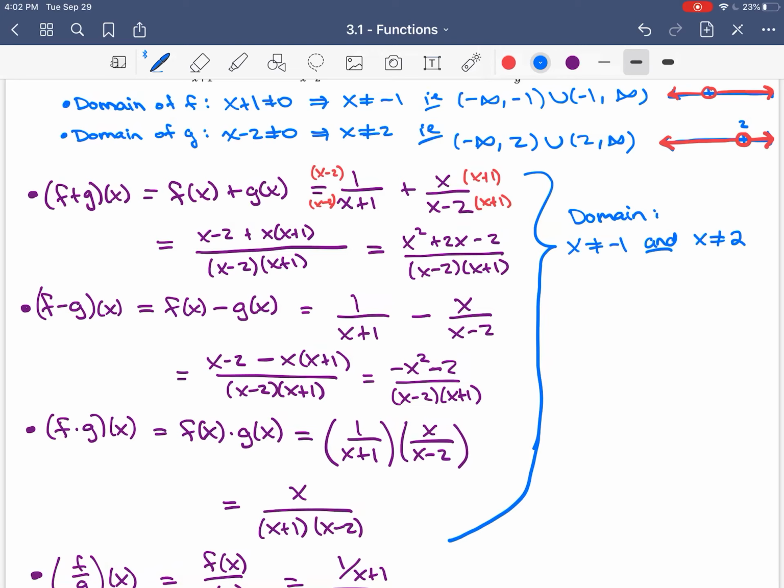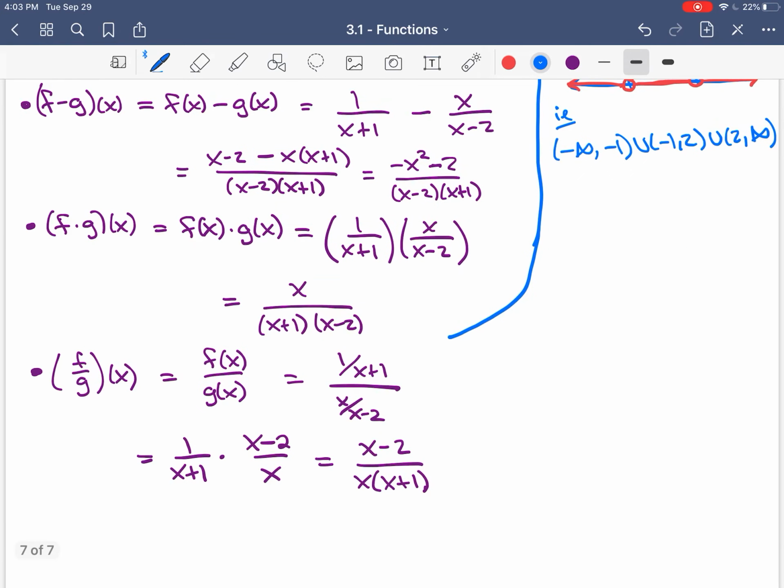If you think about the pictures, we have our number line, we have negative 1 on here, and positive 2 on here. The domain, basically I have to pluck out this value and pluck out this value, but everything else is in the domain. So in interval notation, we would go from negative infinity to negative 1, take out negative 1, and then we go negative 1 to 2, and then 2 to infinity. When you want to add or subtract or multiply two functions, you just need the x values to be in the domains of each of the functions.